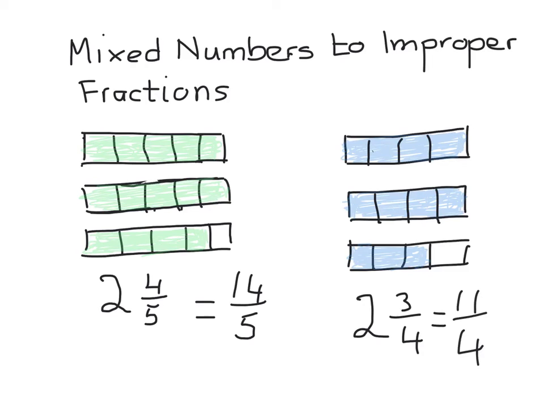Okay, I'm going to write one last one, and let's see if you can guess it before I write the answer. Okay, what if you had 3 wholes and 2 sevenths? Right, and I want to change that to an improper fraction. Well, what I'm really asking you to do then is to tell me how many sevenths are in that amount altogether. So I'm looking at how many sevenths are there altogether. Have a quick think.